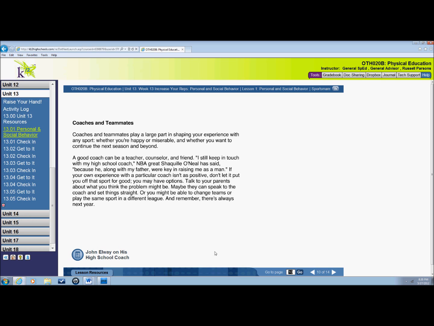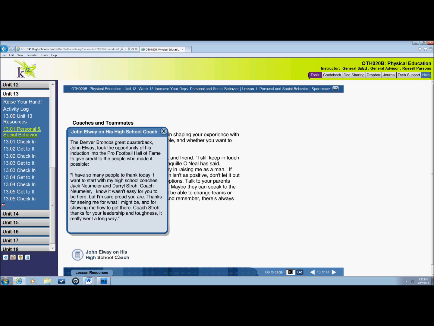So on this little pop-up icon, it's called John Elway on His High School Coach. And when you click on it, it says, the Denver Broncos' great quarterback John Elway took the opportunity of his induction into the Pro Football Hall of Fame to give credit to the people who made it possible.